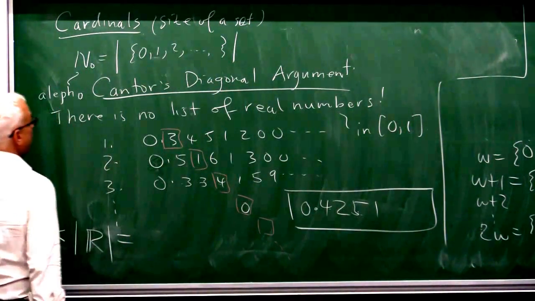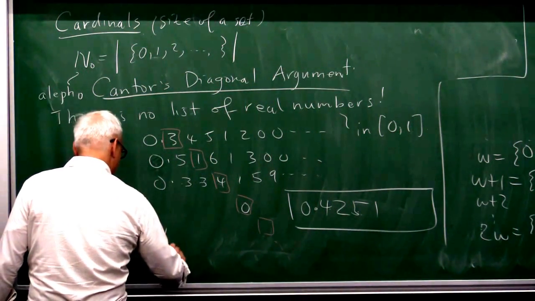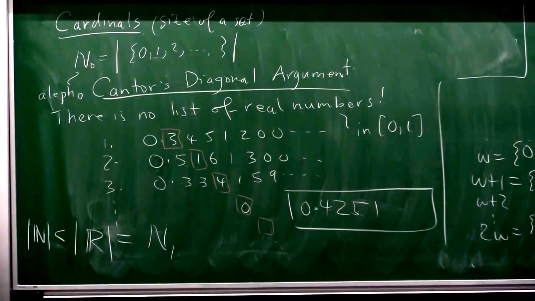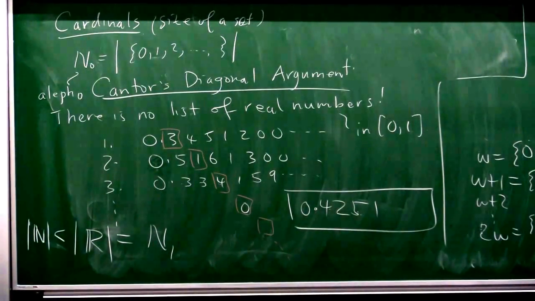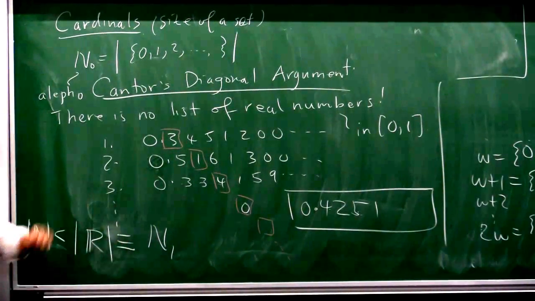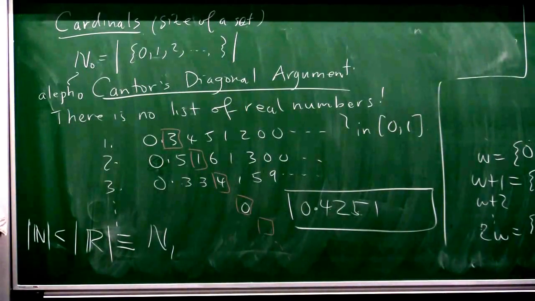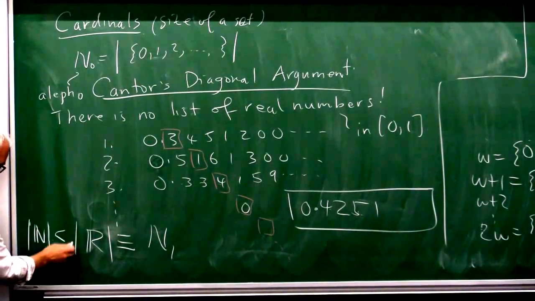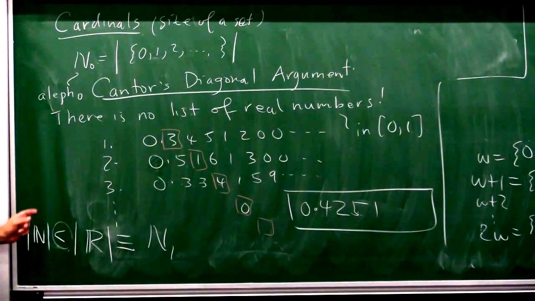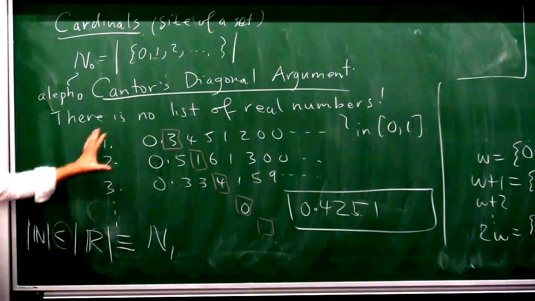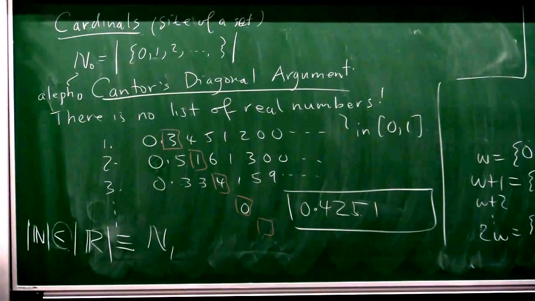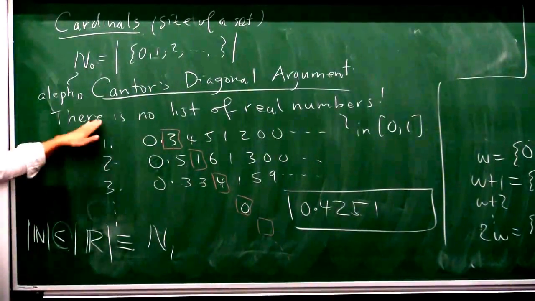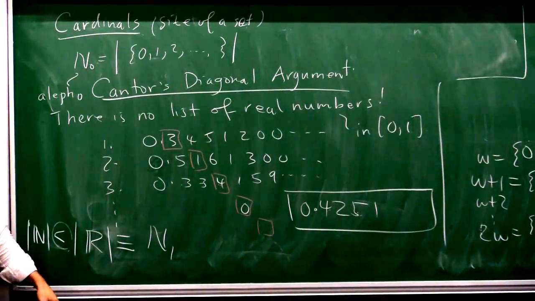And so it deserves a new name called aleph-one. That's the definition of aleph-one. It's the size of the real numbers. And this argument shows that this really is a strict inequality, if you believe all of this, that the size of the real numbers is strictly bigger than the size of the natural numbers, because you can't list them.